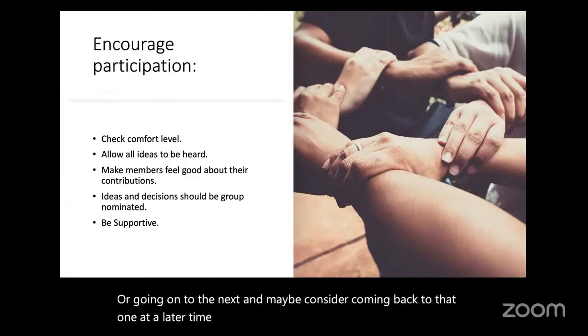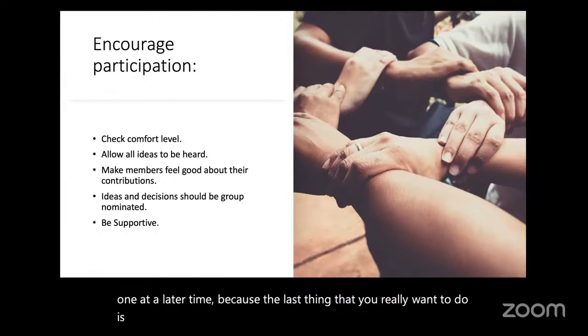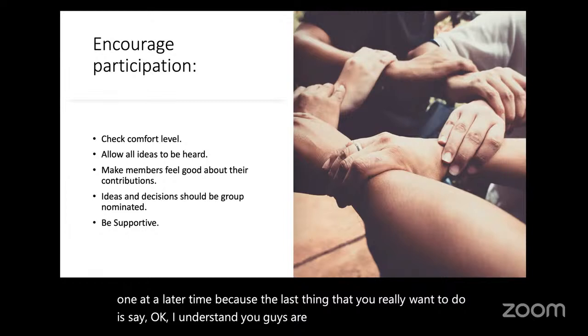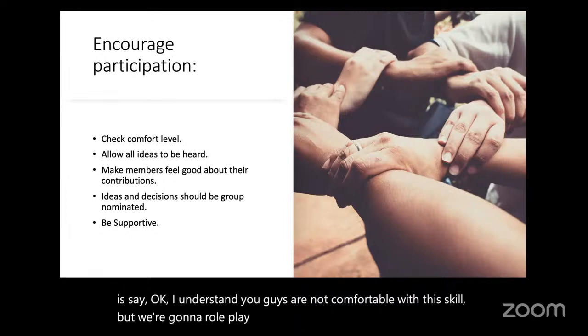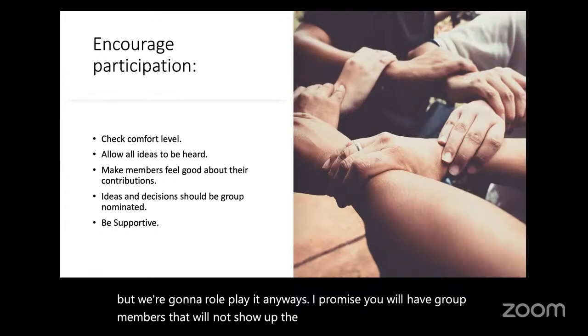Because the last thing that you really want to do is say, okay, I understand you guys are not comfortable with this skill, but we're going to role play it anyway. I promise you, you will have group members that will not show up the next week.